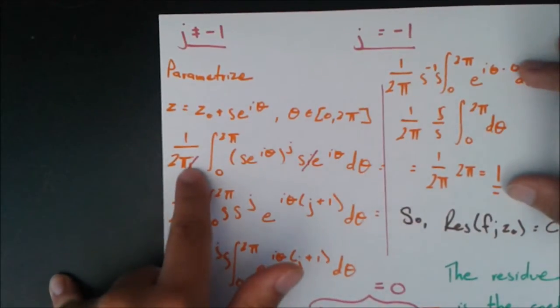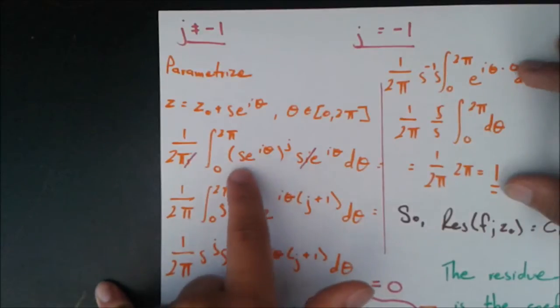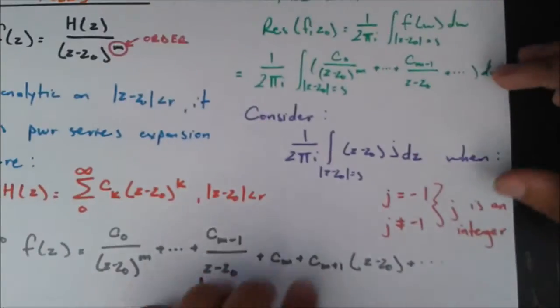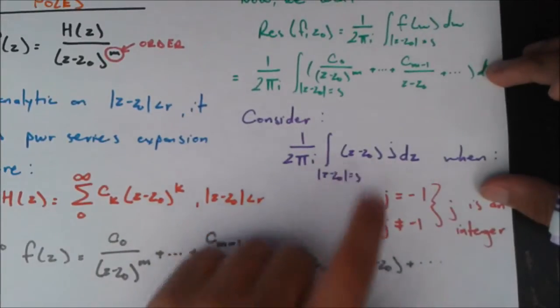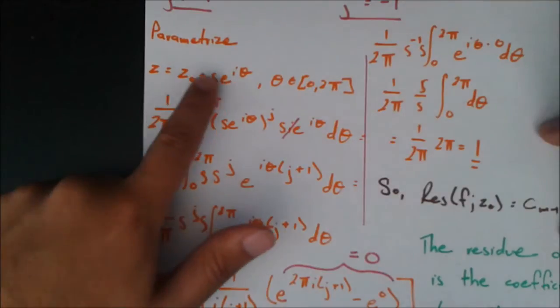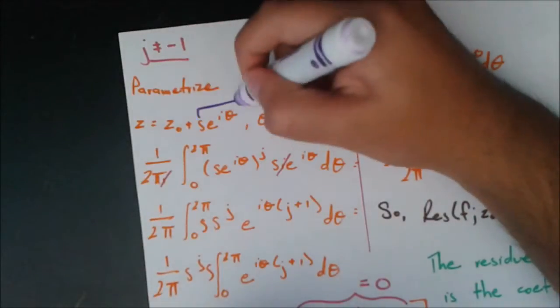This 1 over 2 pi I stays on the outside. And then now we have to put f of w. So if we recall back here, we have to put z minus z0 right here. And what's z minus z0? Z minus z0 is just going to be this term right here. It's going to be s e to the I theta.